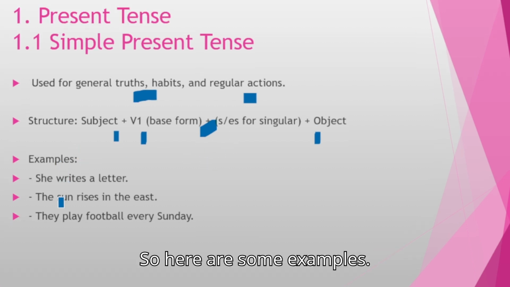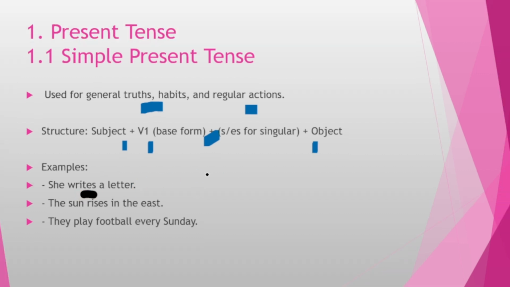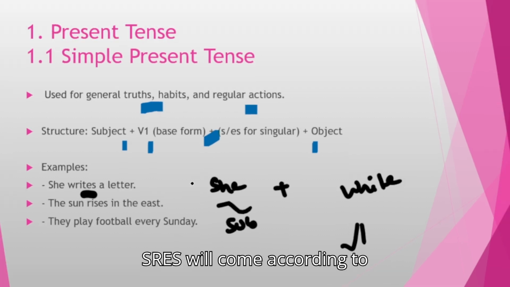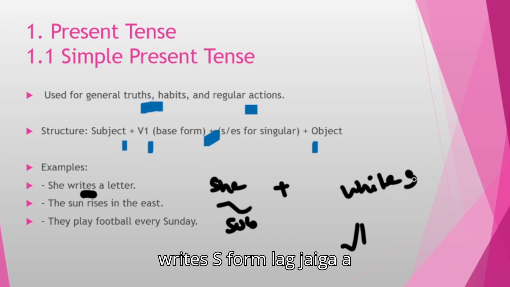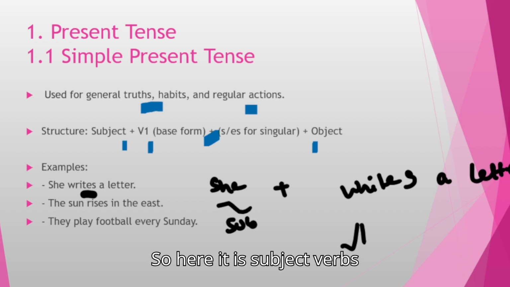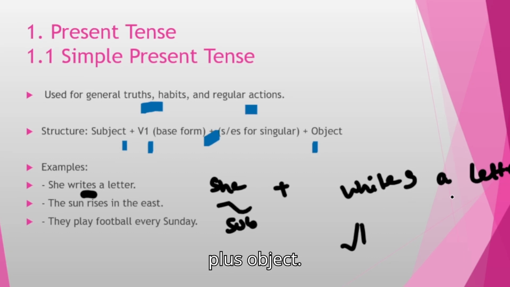So here are some examples. She writes a letter. Subject is she. She is your subject. Plus verb's first form is write. S or es will come according to singular. She is singular, so write will become writes. S form will be added. A letter, object is letter. So here it is subject plus verb's first form plus s or es plus object.